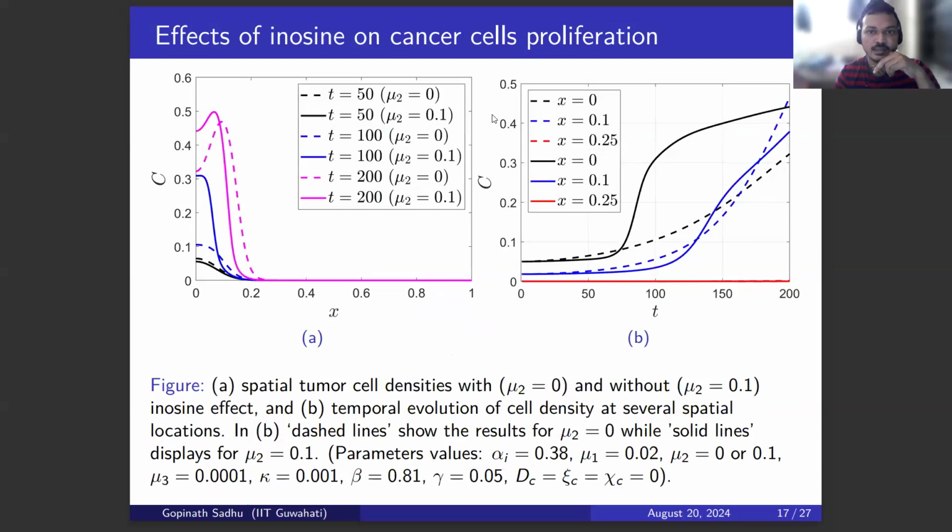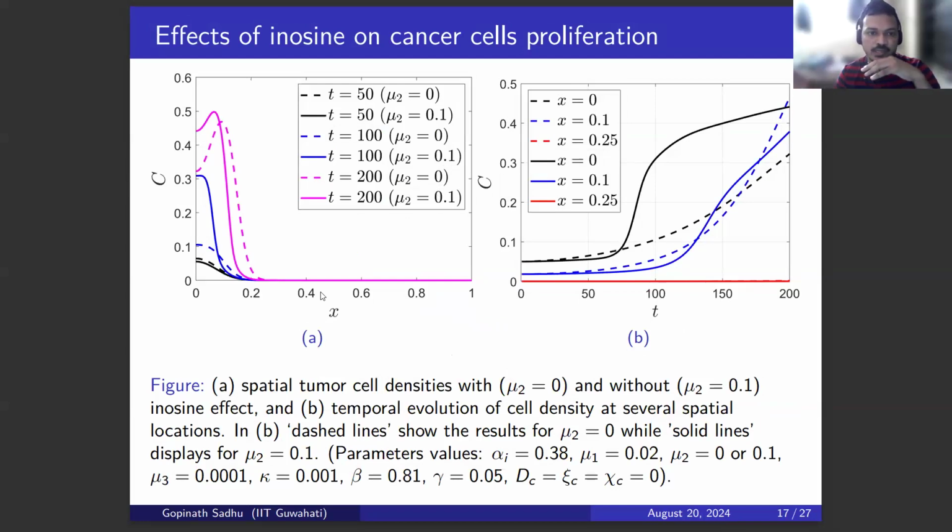And this picture shows how inosine influences cell proliferation, where the diffusivity of cells is ignored here. All the diffusive effects like chemotaxis, haptotaxis, and random motility are ignored. We just kept it as an ODE model, and we simulated it here.